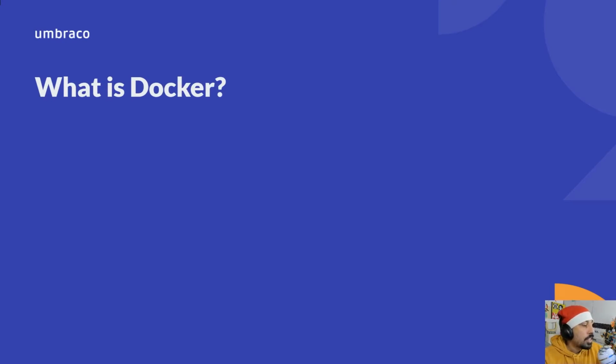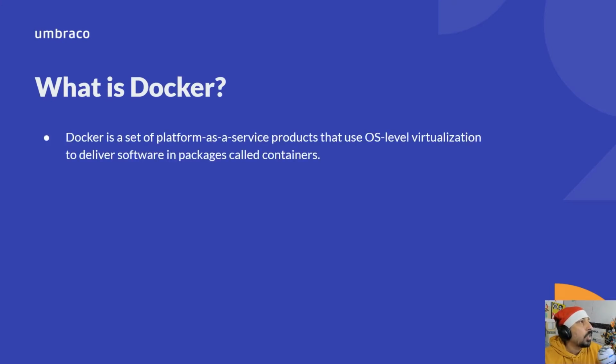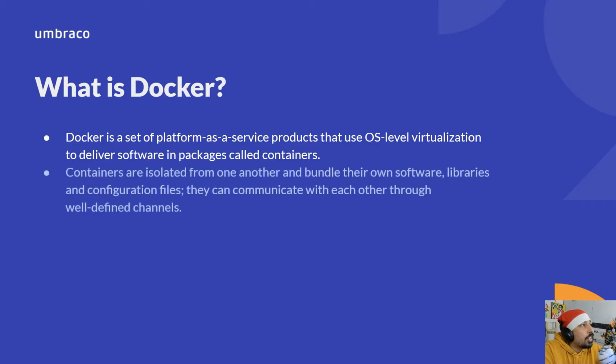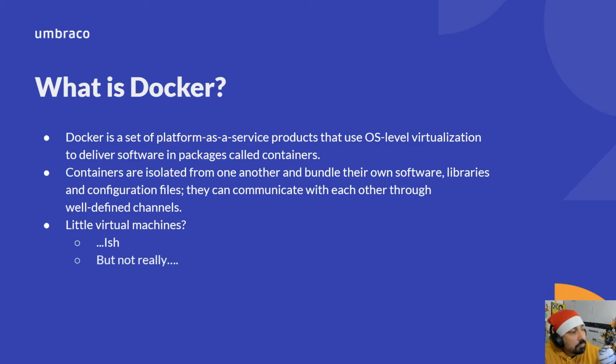So, what is Docker? Well, Docker is a set of platform as a service products that use OS level virtualization to deliver software in packages called containers. That's from the Wikipedia page on Docker. The containers are isolated from one another. They bundle their own software, libraries and configuration files and can communicate with each other through well-defined channels. And that pretty much describes it pretty well. One way to think about them: little virtual machines. It's not entirely correct, but it's close enough.